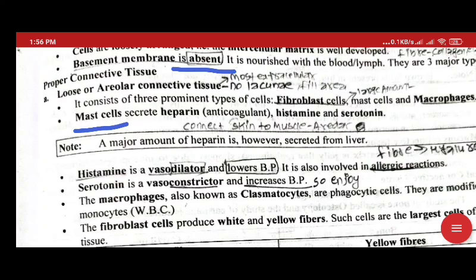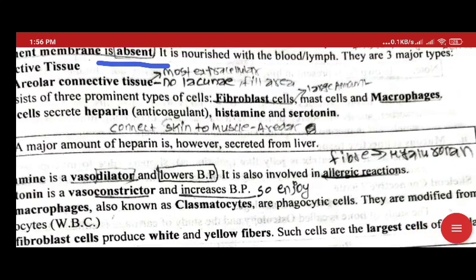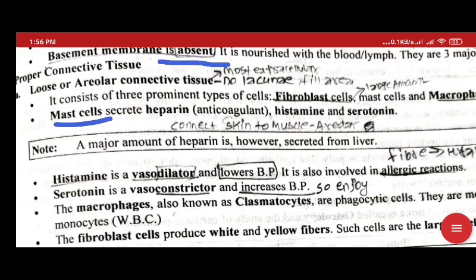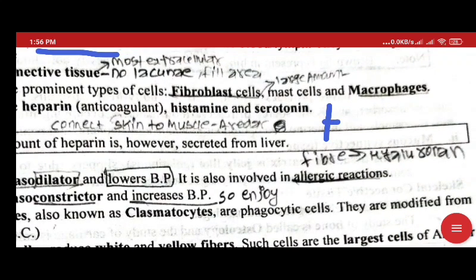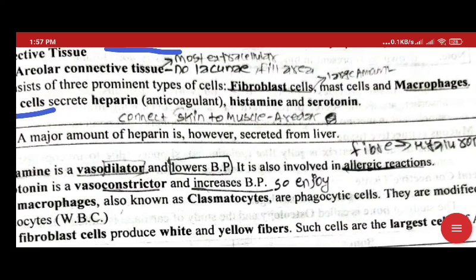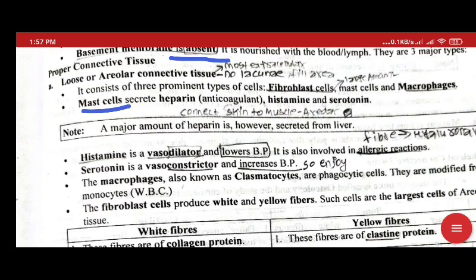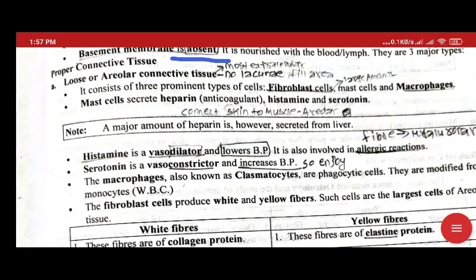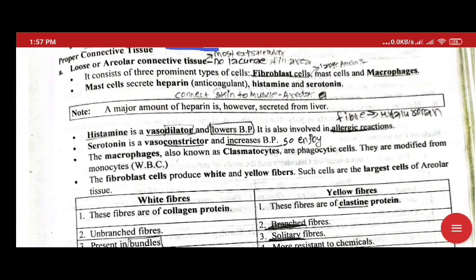Now mast cell has H2S. Here you should remember for mast cell, H2S: H for histamine, H for heparin, and S for serotonin. Now its work is in allergy type. In allergy it works. So mast cell is used in allergy type.